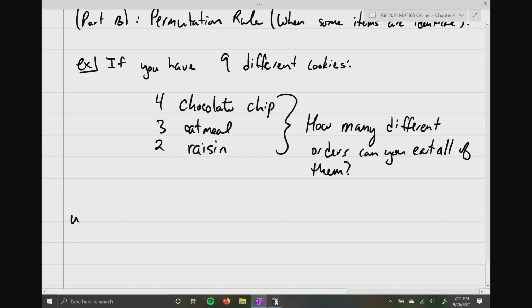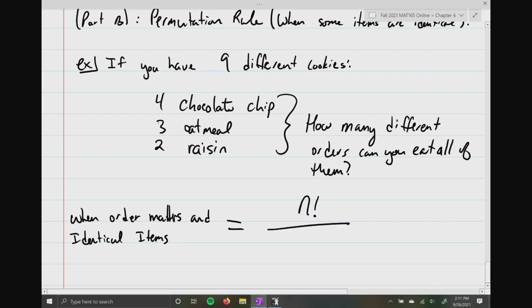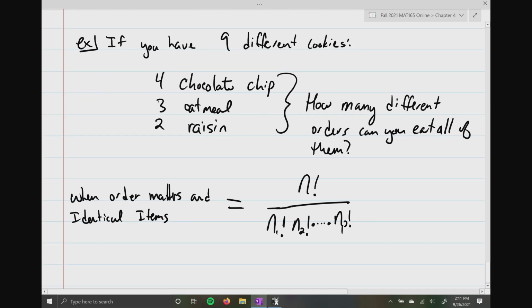So when order matters and identical items is going to equal n factorial over n1 factorial, n2 factorial, and you just keep doing this all the way down to np factorial. Okay?